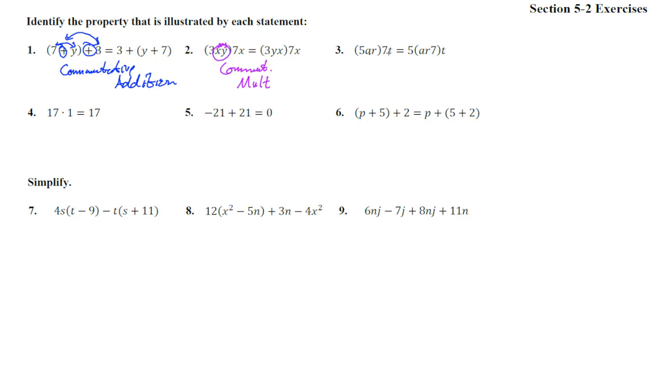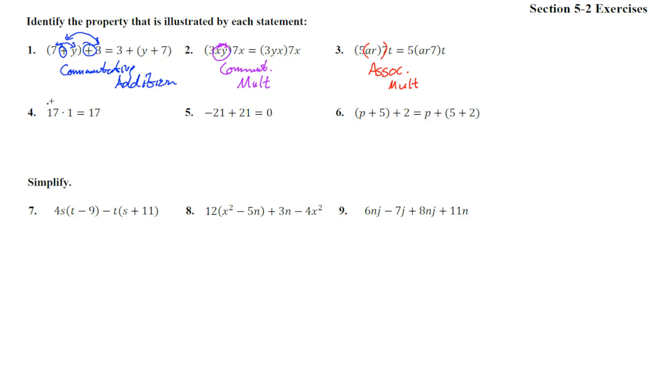Number 3, 5ar7t, 5ar7t. No switching of orders, but notice that the set of parentheses moved, which is legal to do when you have just multiplication. Here you have the associative property of multiplication. It actually doesn't matter where the parentheses are. That's what is being said by that property.